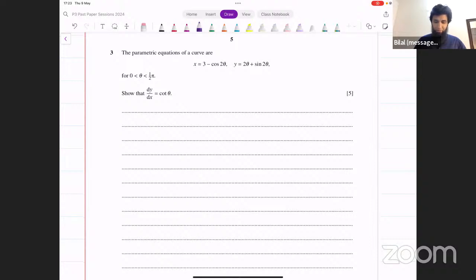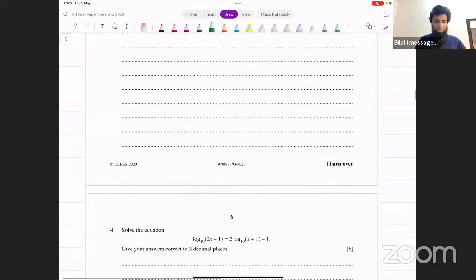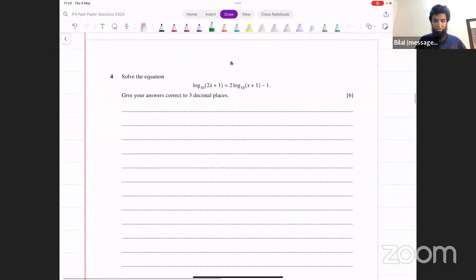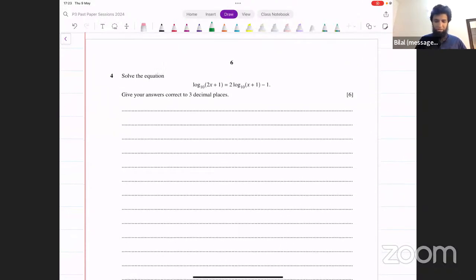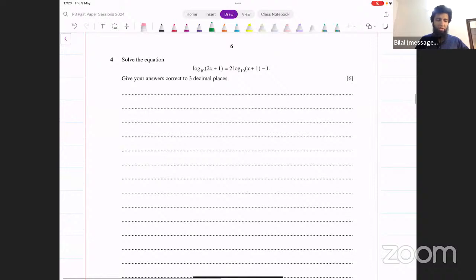For dy over dx, you have to prove this. You just have to differentiate it and then use the double angle identity for sine and cos, and it would eventually turn out to be cos theta over sine theta somehow. Then you can write that as cot theta. Should not be that difficult. Question number 4, again, a relatively simpler problem.